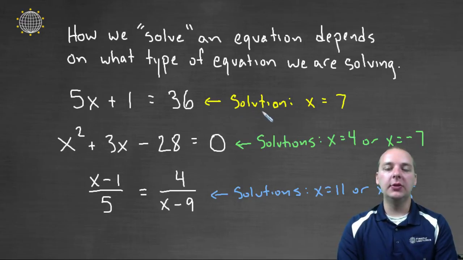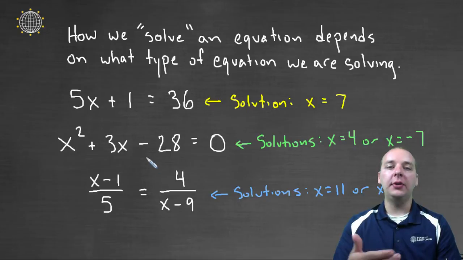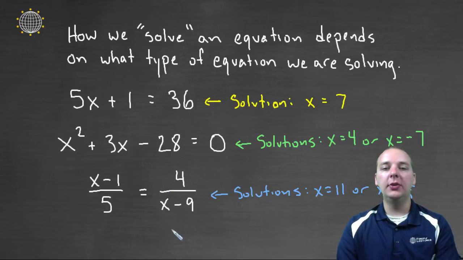The first one has a solution of 7. The second equation actually has 2 solutions. 4 or negative 7 would be considered solutions to this equation. And for the last equation, 11 or negative 2/5, both of those are considered solutions. Now, even though you might not know how to solve all 3 of these at this particular moment, what you can do is this.